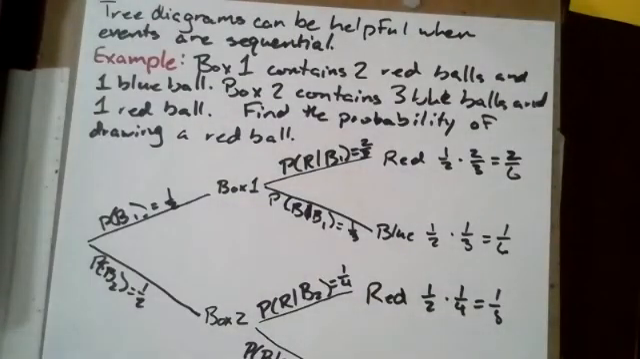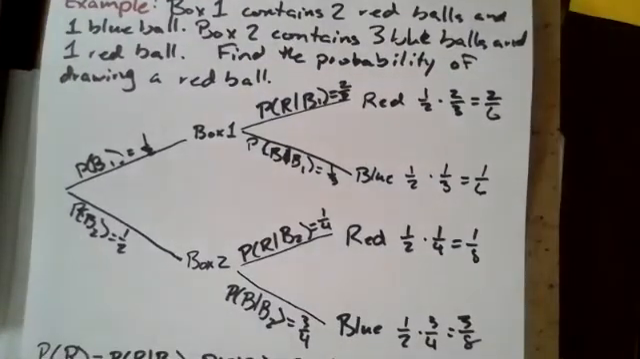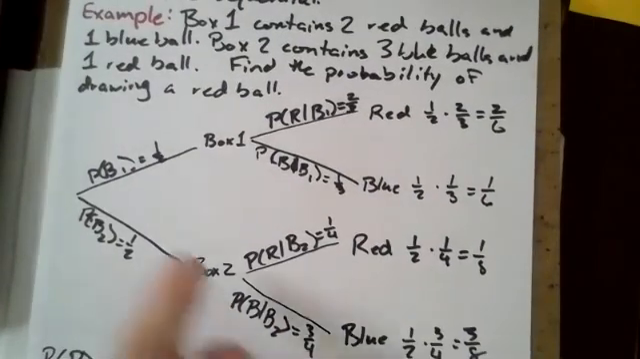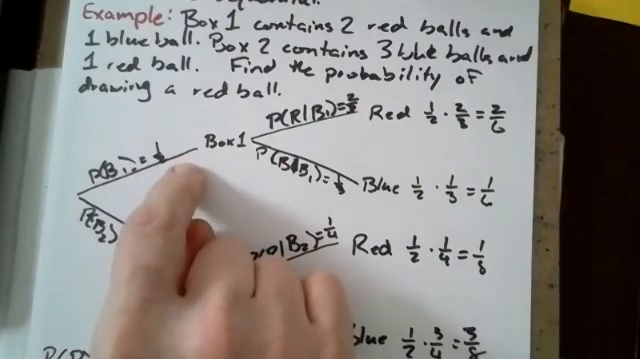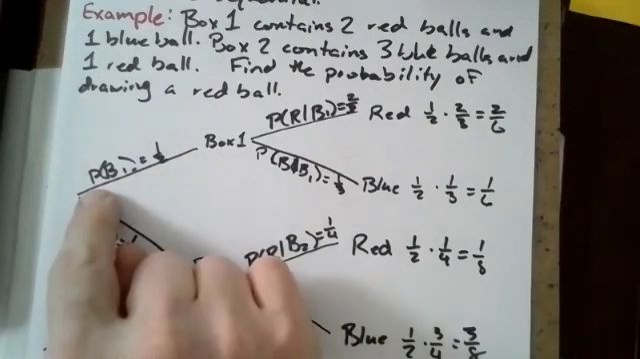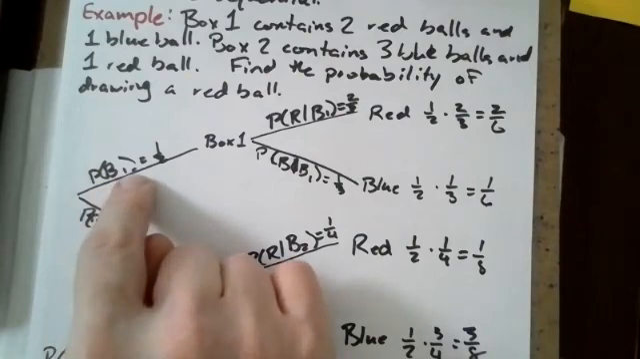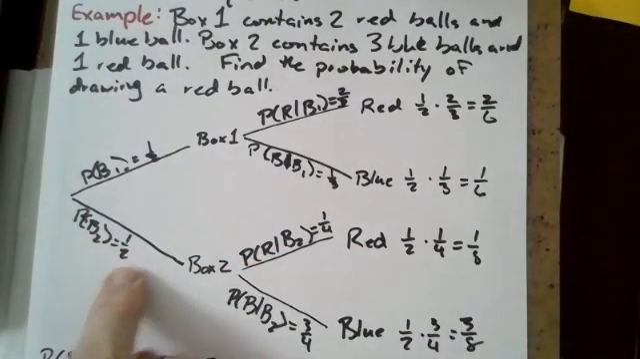Tree diagrams can be helpful when events are sequential. So say box 1 contains 2 red balls and 1 blue ball. Box 2 contains 3 blue balls and 1 red ball. Find the probability of drawing a red ball. Well, we can look at the probabilities this way. The probability of drawing a ball, if we're flipping a coin to determine which box we draw from. Somehow that note didn't get into this, I apologize. But the probability of picking a ball from box 1 is 1/2. The probability of picking a ball from box 2 is 1/2.